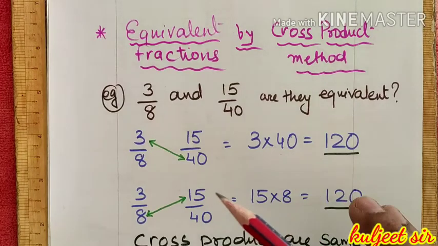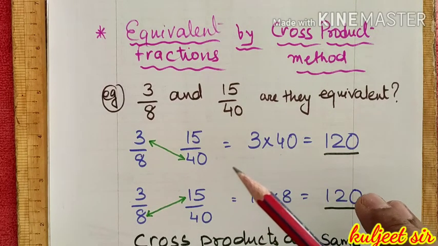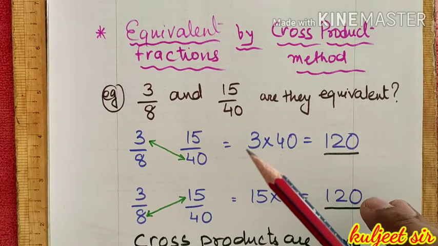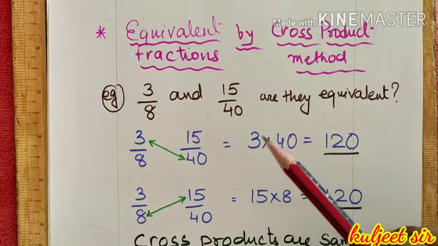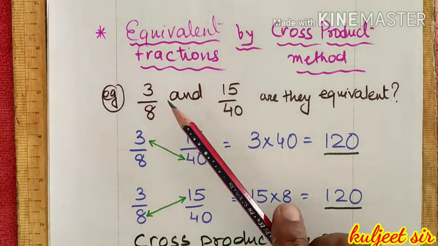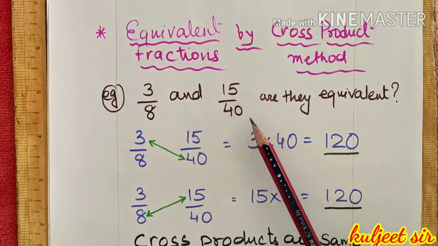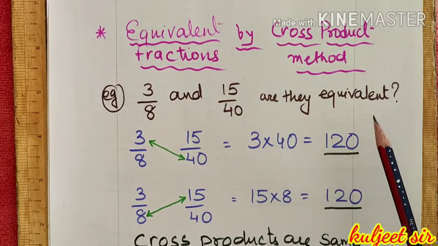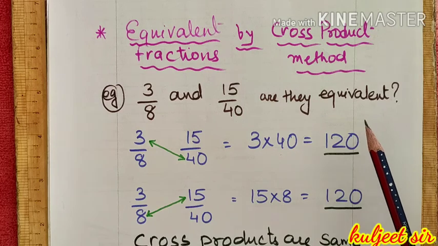When can we say that two fractions are equivalent? Two fractions are said to be equivalent if they have the same value. Let us take an example of 3 upon 8 and 15 upon 40. The question arises, are both these fractions equivalent? And if yes, how can we find it out? By the method of cross product.